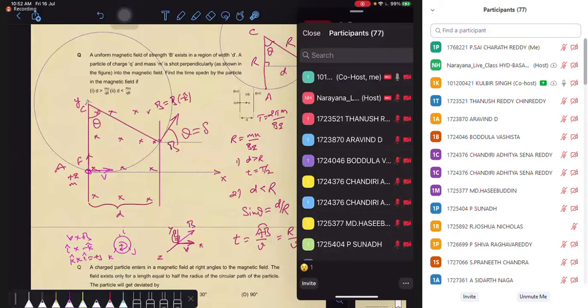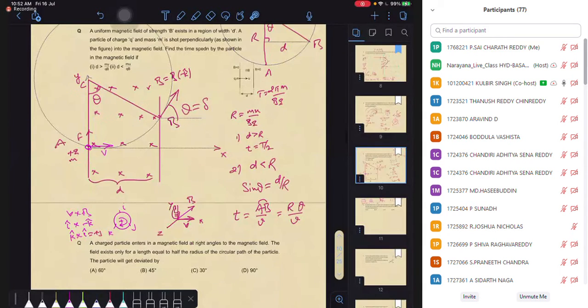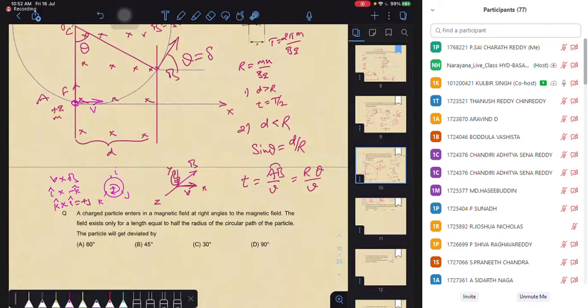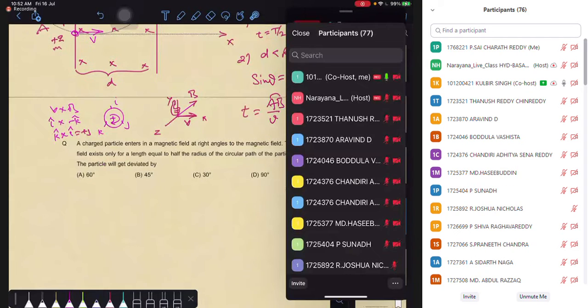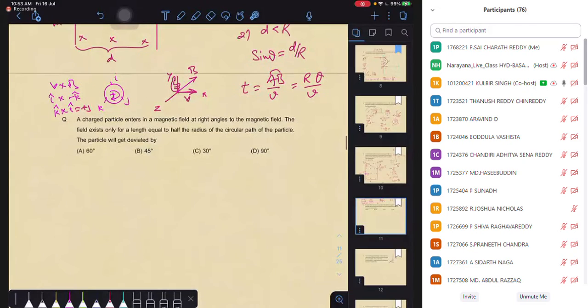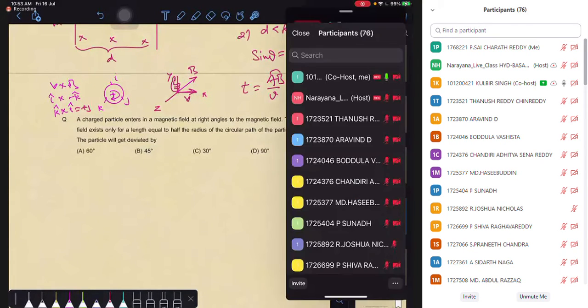So okay, I hope that is clear. On a similar concept, we have the next question. So if you understand this one, try to give me the answer for this next question. Exactly similar concept, very similar concept.